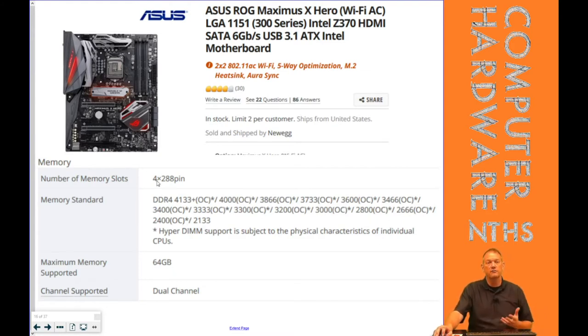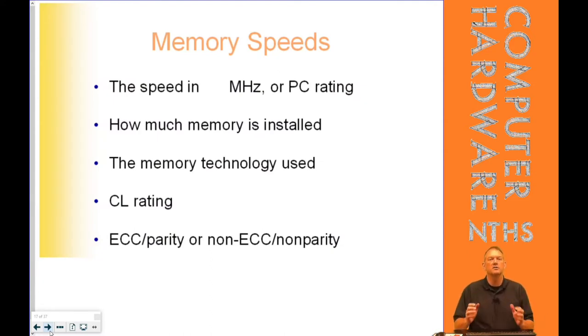Also, the generation is DDR4. It has four slots and it takes up to 64 gigs, so you can do the math there. 64 divided by 4 means that each slot can take 16 gig sticks. And we'll talk about this later, it supports dual channel memory architecture. Now, when we look at that, we want to talk about what that means and what part of this list really makes a difference on memory speed.